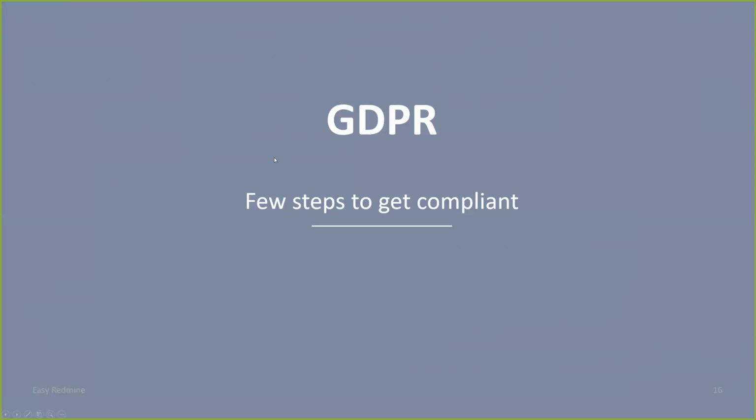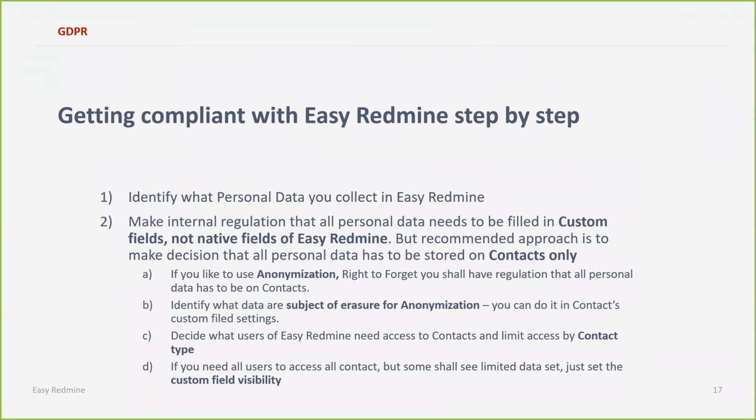Now, let's take a little step back to the features, and talk about how you, as a data processor, can become compliant with GDPR step by step using Easy Redmine. First, you need to understand what personal data you collect in Easy Redmine. You need to have your own regulation of what the personal data are and in what systems you collect them. It's usually more than one, right?